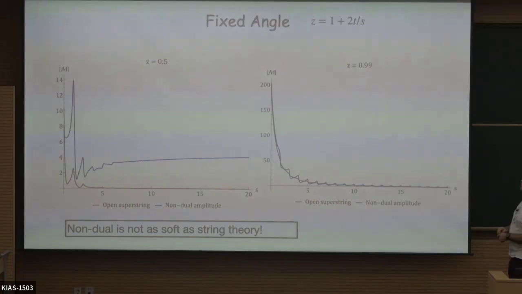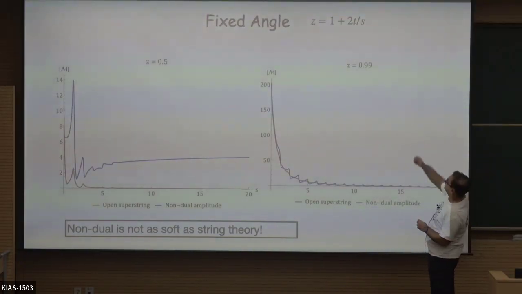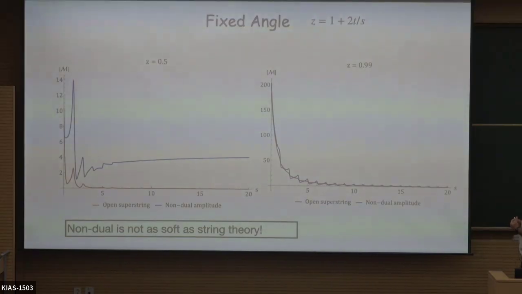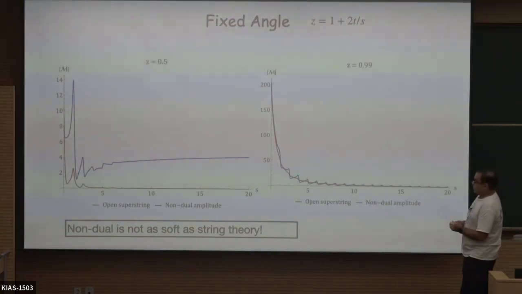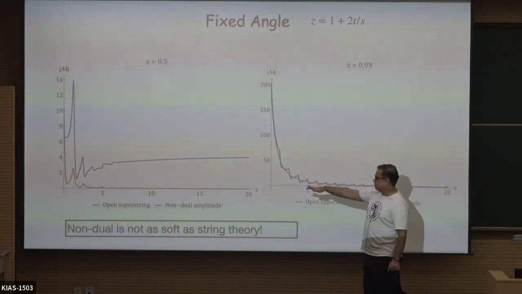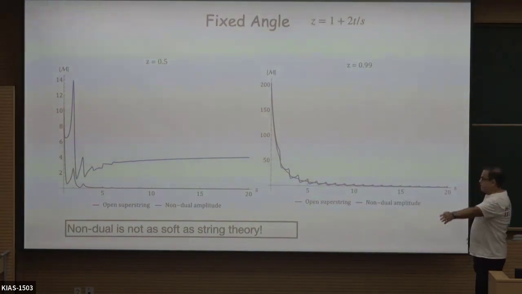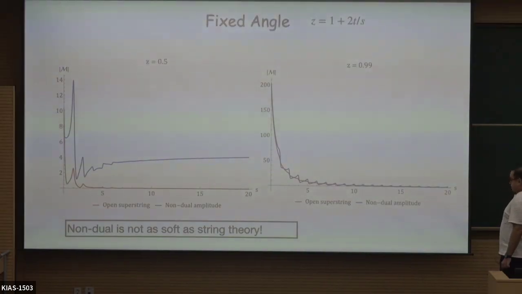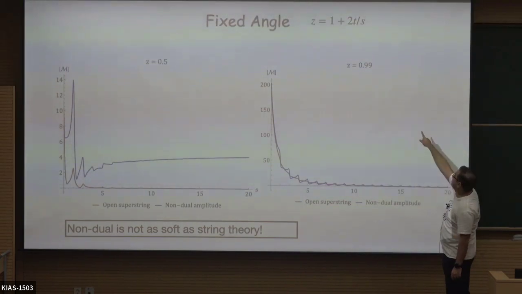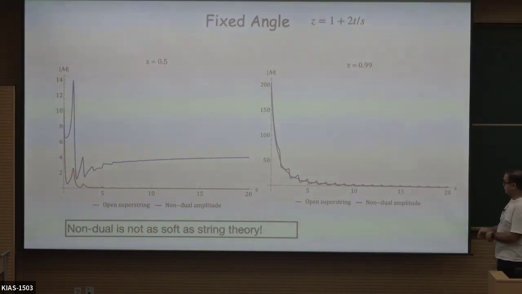So this is something completely unlike what you expect in string theory. And fixed angle is very nice. Fixed angle means your z, which is 1 plus 2t over s, you are holding fixed. And you have this exponentially soft behavior for string theory. So this red line corresponds to the string amplitude. It really dies very, very fast. These are for different values of z. So z equals 0.99 is almost in the forward limit.